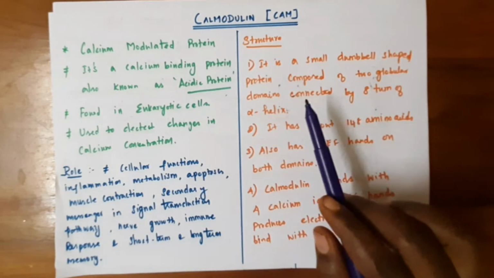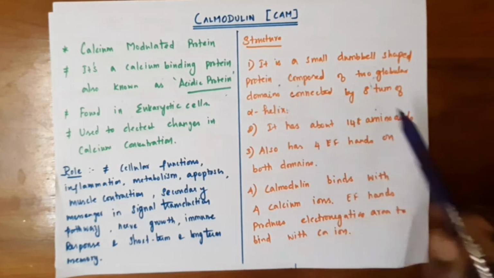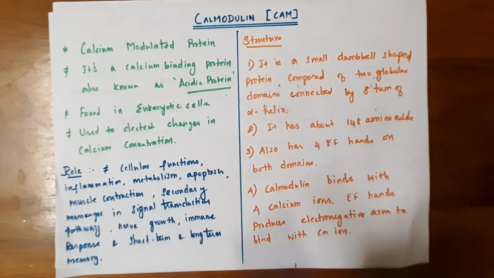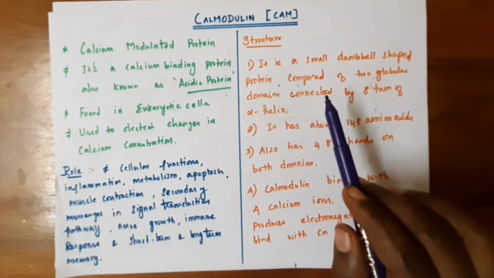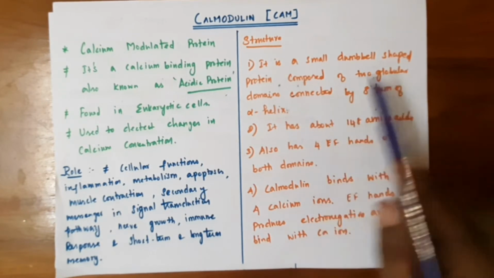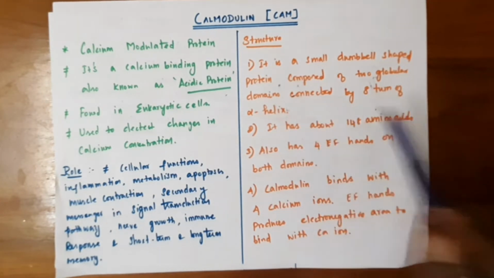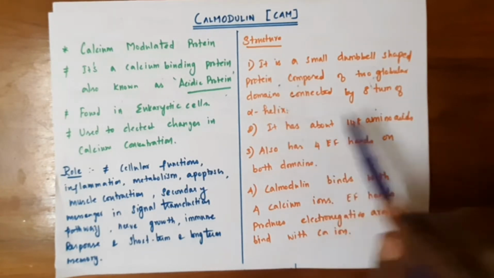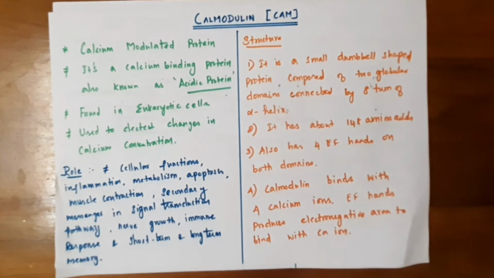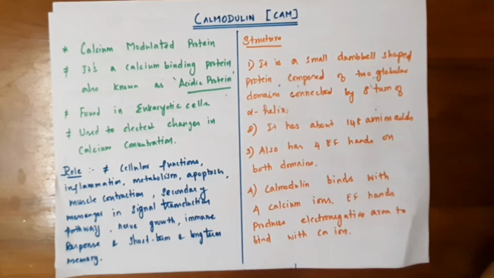Let's see the structure of calmodulin. It is mainly made up of amino acids. It contains nearly 148 amino acids, and it's a small protein, not a macromolecule. It is a dumbbell-shaped protein made up of two globular domains. These two globular domains are connected by an alpha helix, 8 turns of alpha helix. It also contains 4 EF hands on both domains.